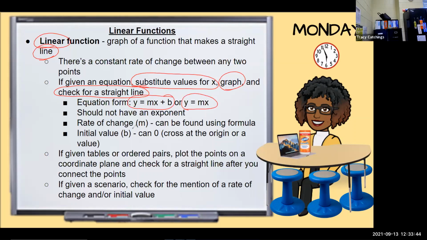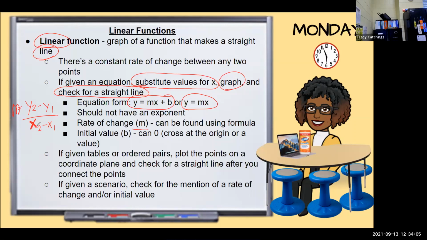You forgot? The m represents that rate of change. It can be found using a formula. Anybody remember that rate of change formula? All right, y2 minus y1 divided by x2 minus x1. You may want to squeeze that on the side somewhere. That's the rate of change.